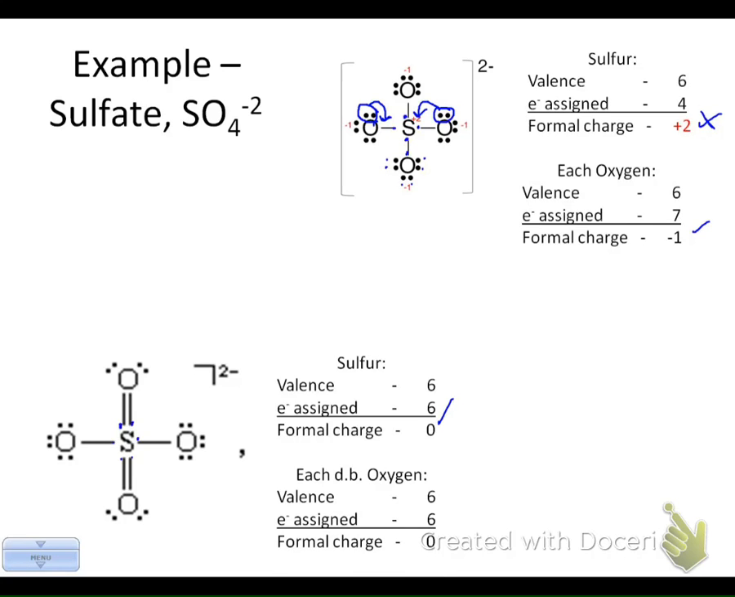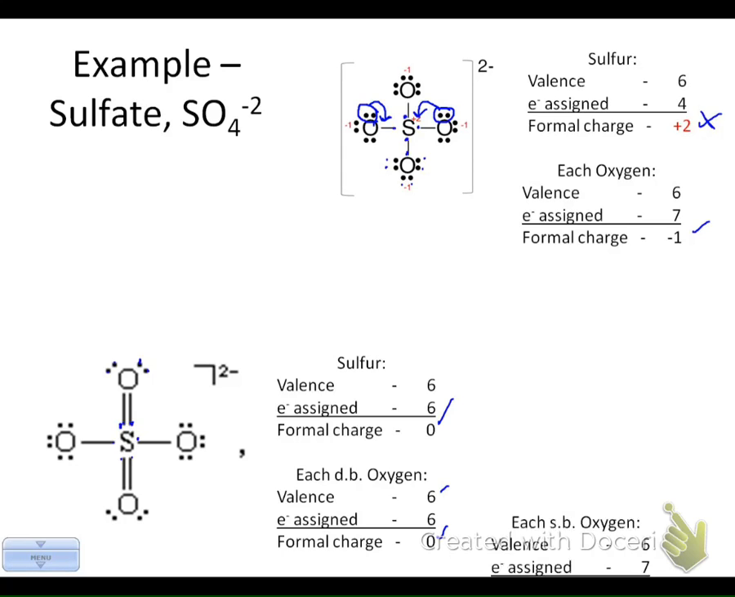Now, all my oxygens are no longer the same. I've got 2 oxygens that have double bonds, so let's find the formal charge for those 2 oxygens. Valence is 6. The electrons assigned, let's count those together with the oxygen on top. 1, 2, and then 3, 4, 5, and 6. Now this formal charge is 0. Also perfect.